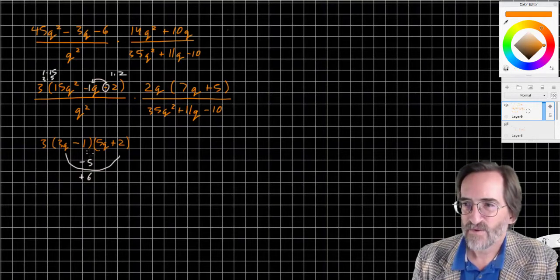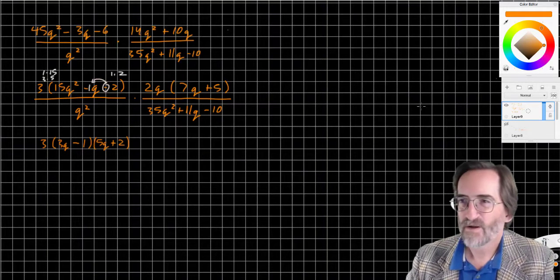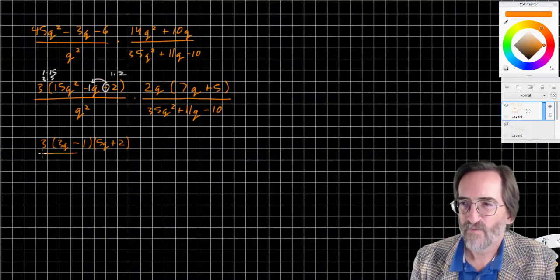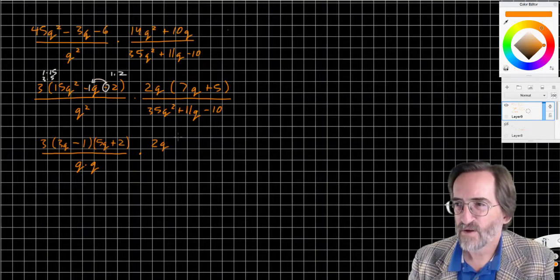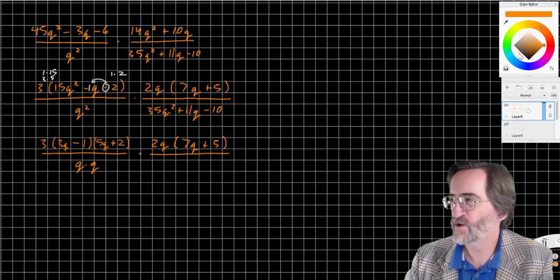All right, so that's a little bit of a review of how to factor a trinomial. This is about as hard as it gets here. Okay, over q squared. I'm going to write this as q times q times 2q times 7q plus 5. 7q plus 5 doesn't factor anymore, but let's factor this trinomial here.